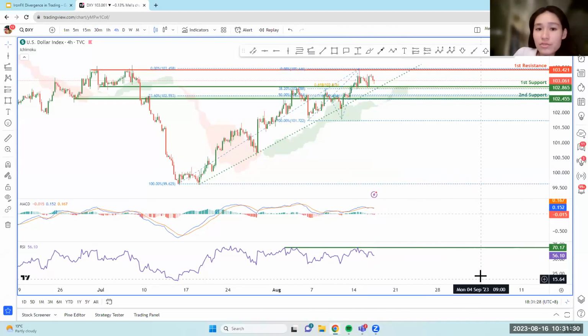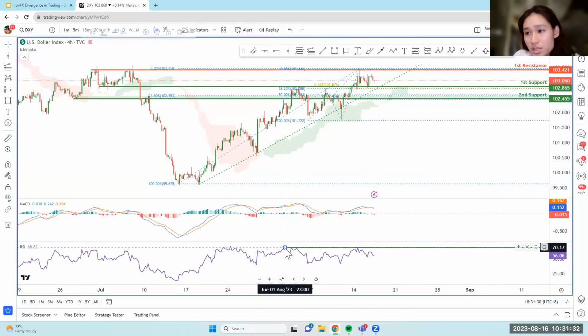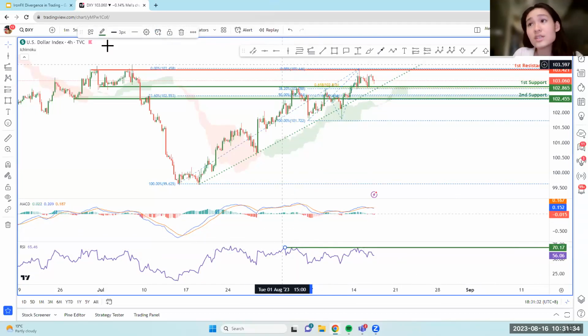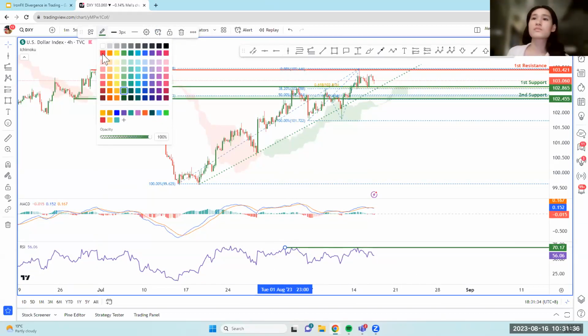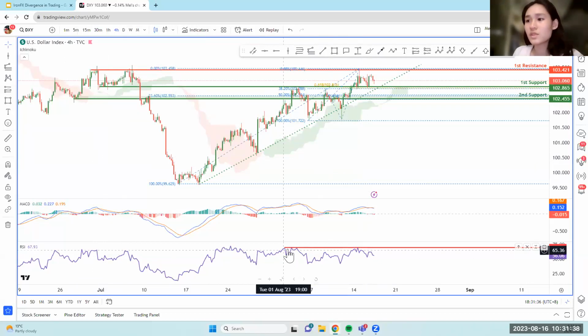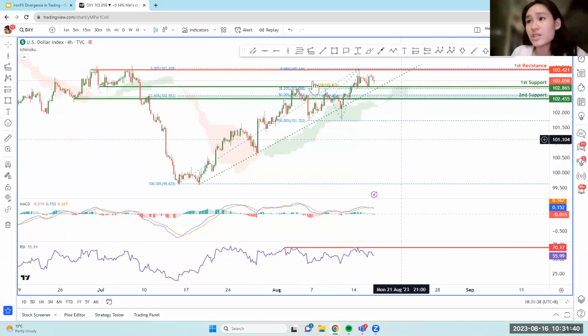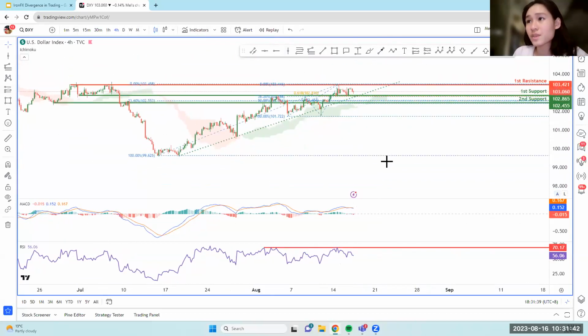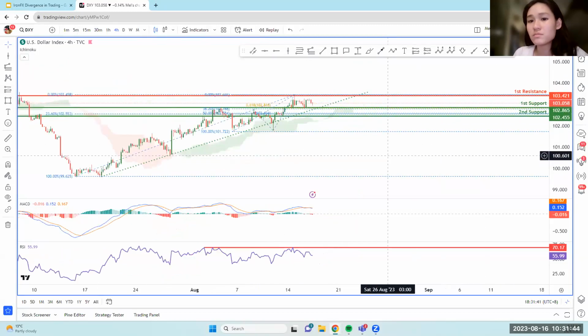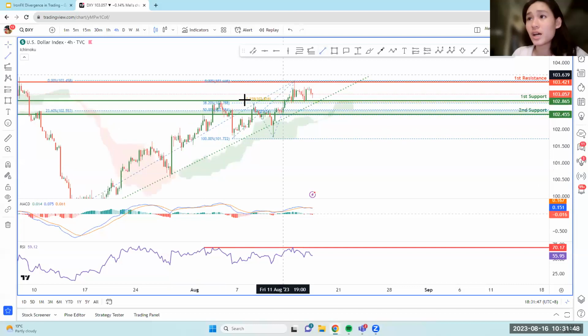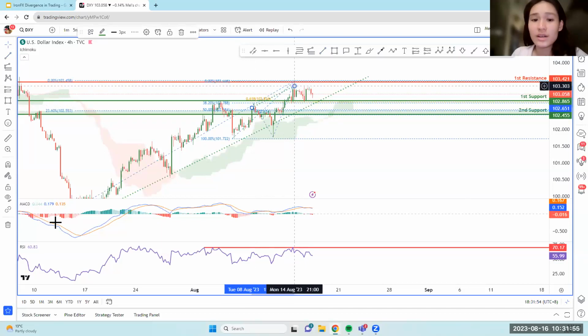Next, you can look for hidden resistances or supports. In this case, I found a hidden resistance here. And you can see over here, price actually made a higher high. So this also is considered a divergence.